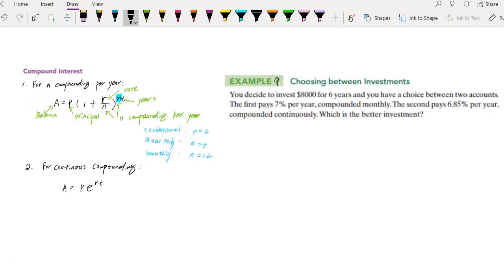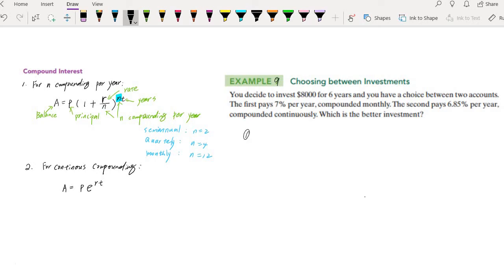So we say you decide to invest $8,000 for 6 years, and you have a choice between two accounts. The first pays 7% per year, compounded monthly. The second pays 6.85% per year, compounded continuously. Which is the better investment? You can pause this video and try to figure it out yourself first, and then maybe make a guess.